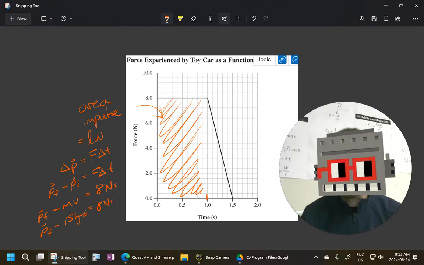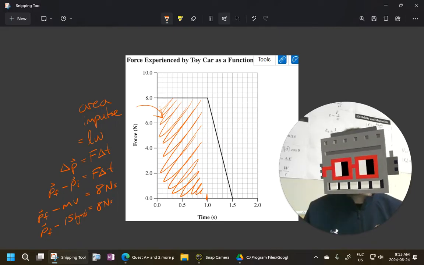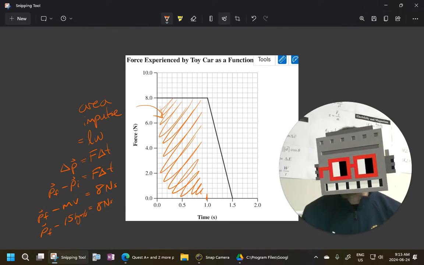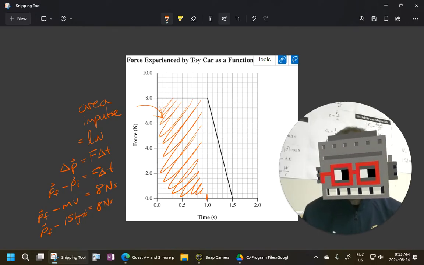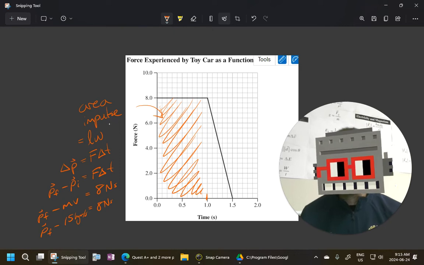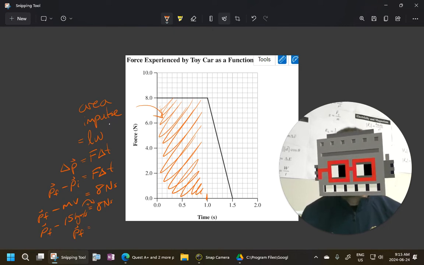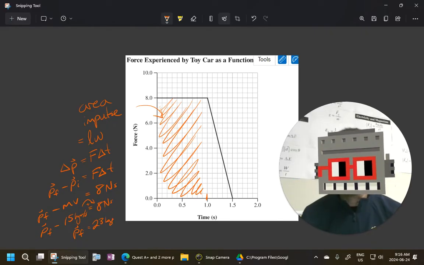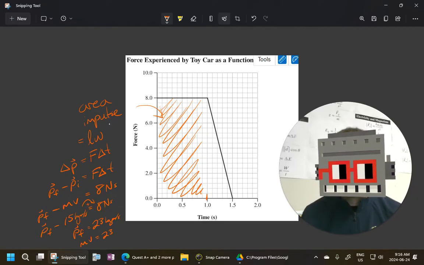Over here we got 8 newton seconds. I know there's a mix of units, but I'd like to have impulse as newton seconds and momentum as kilogram meters per second, but they are essentially the same unit. I'm going to add on that 8 there. So I'm just going to move that over to that side, and I get my final momentum to be 23 kilogram meters per second. And remember, that's equal to mass times velocity. And I'm getting right down to the bottom here. So what I'm going to do, I'm going to divide my mass over.